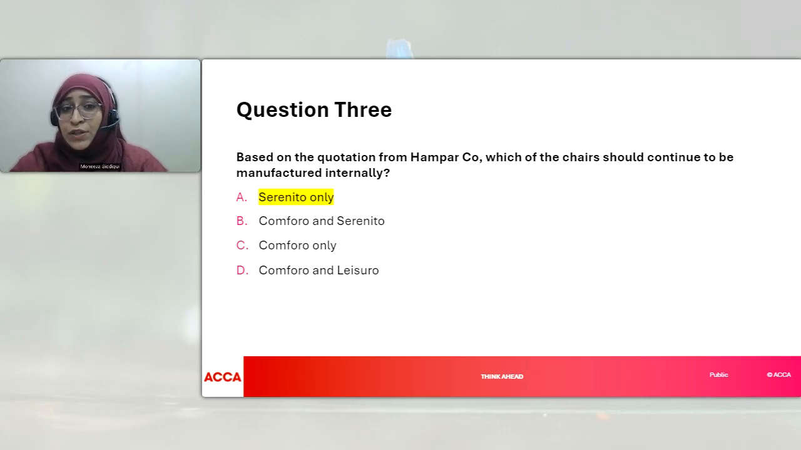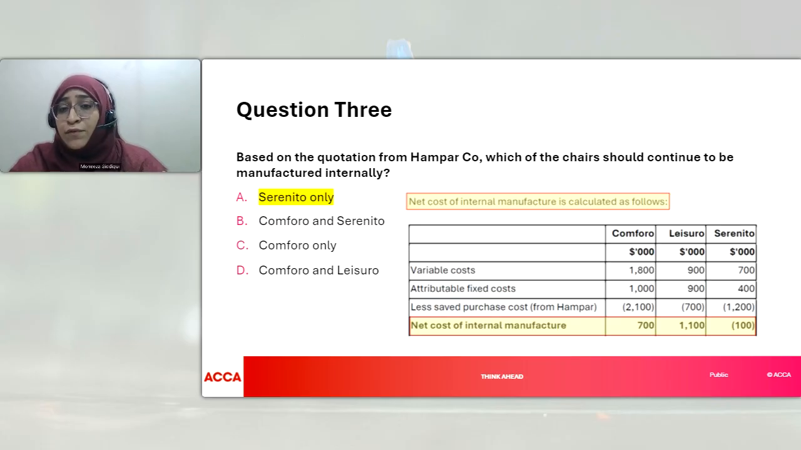Because in this particular question, from the scenario, you actually have to carry out this comparison. So this comparison is not part of the scenario. You have to pull this out. You have to carry out this working on your own to arrive at the correct answer. And because we've been asked to identify which of the chairs we should continue to make internally as opposed to outsourcing it, the relevant comparison should be how much does it cost when we make that chair internally, and how much does it cost if we were to outsource the production of that particular product.